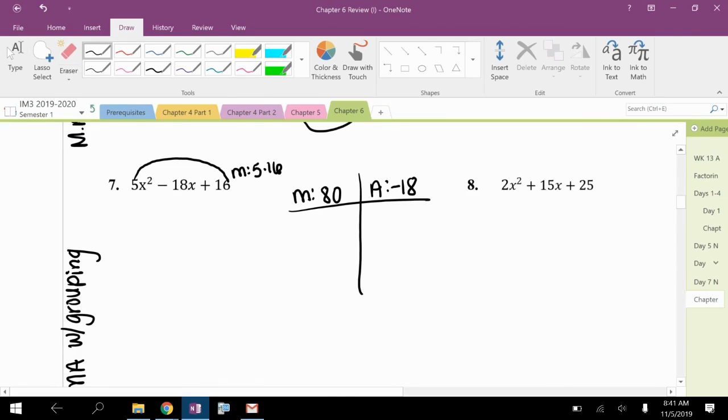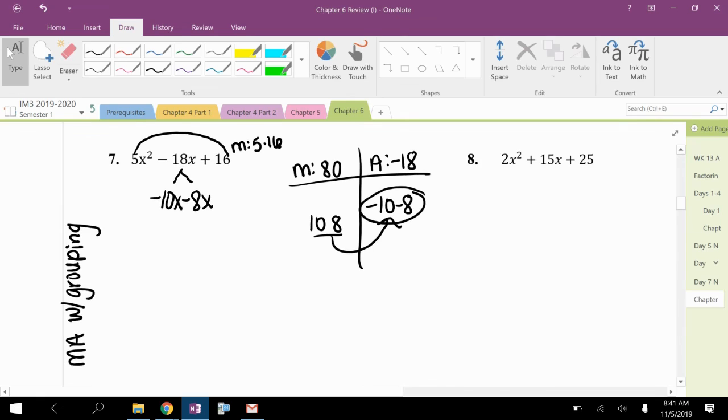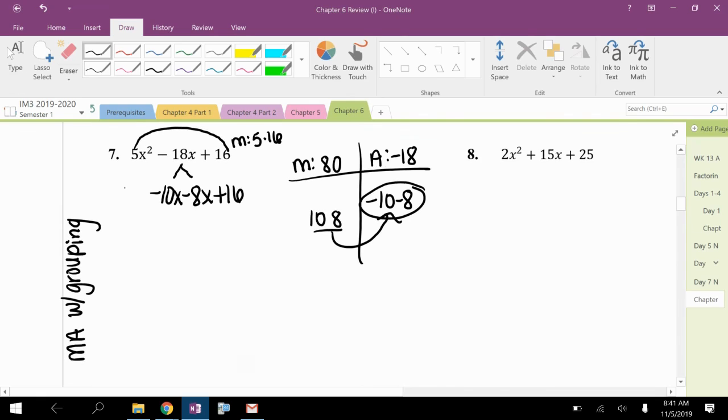Well, does anyone know right away what that is? 10 times 8, right? Okay, 10 and 8 are going to make my 18. Yeah, they're both negative. Very good. Now again, because the number in front is not 1, you can't go right to the end like the one we just did. You have to break down the middle. So I'm going to break down this piece right here into a negative 10x and a negative 8x. You could have switched it. You could have put negative 8 first. Bring down your 16. Bring down your 5x squared.